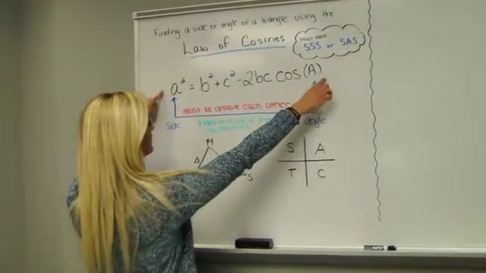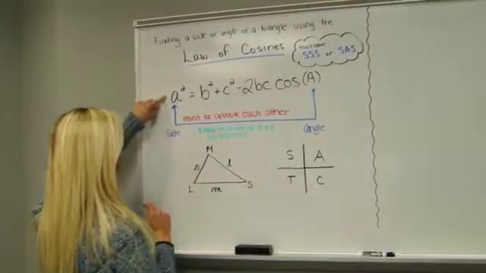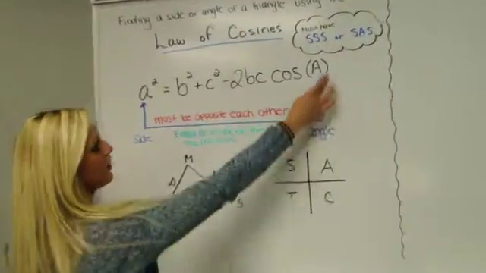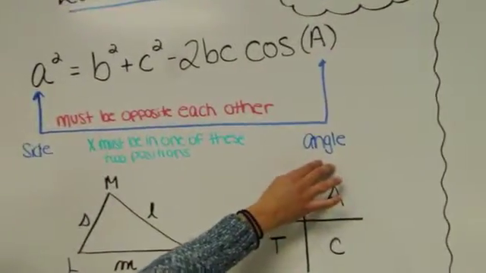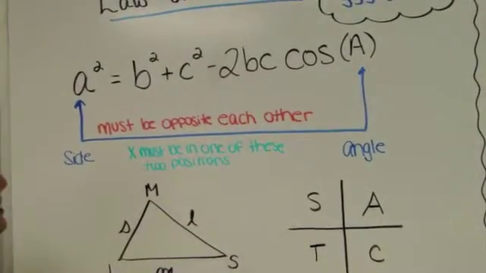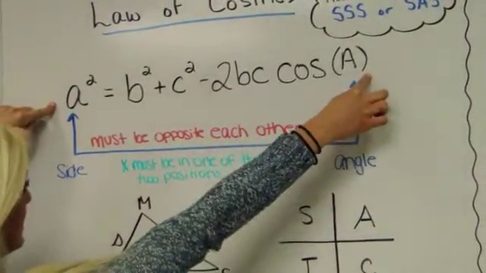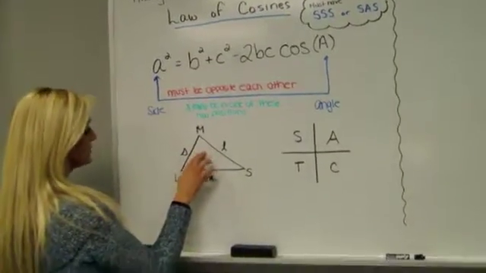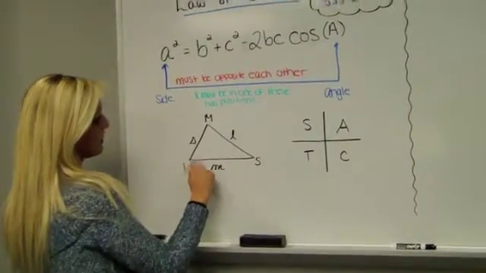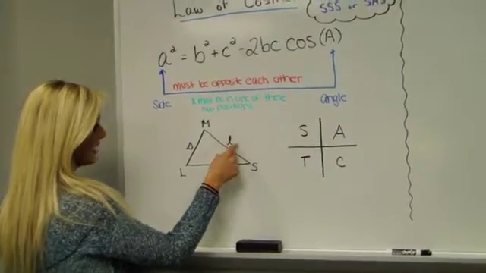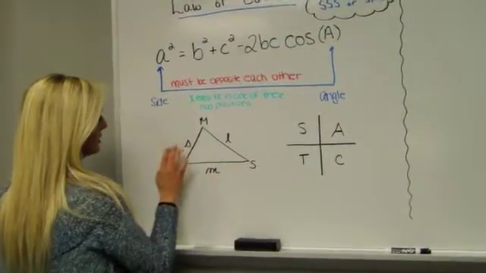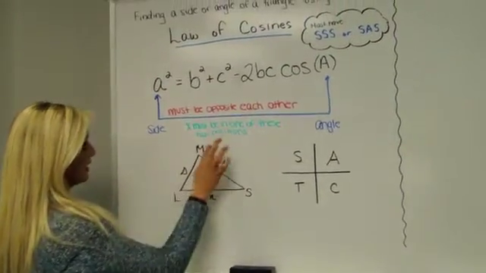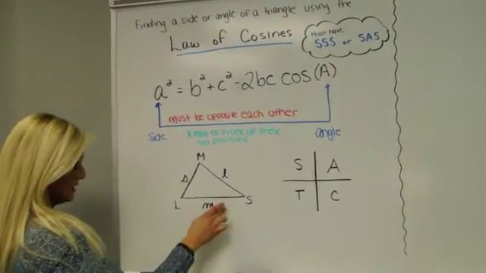Matching letters must be opposite each other. Your lowercase a is going to represent your side, and your uppercase A is going to represent your angle. And your x value must be in one of these two positions here. And remember from previous units, when you have a triangle, your largest angle is opposite your largest side, your smallest angle is opposite your smallest side, and your medium angle is opposite your medium side.